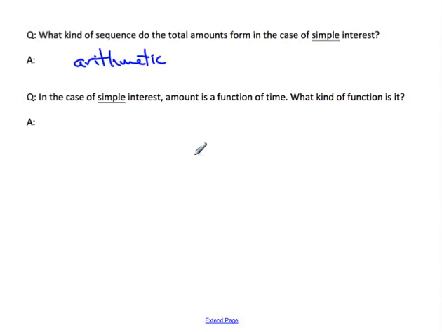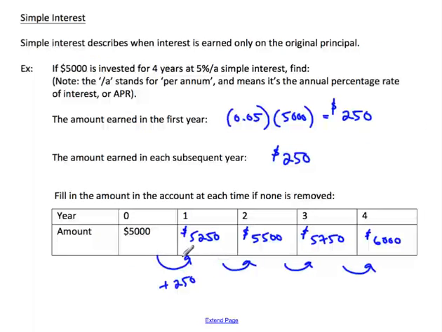Another way of looking at that is as a function, and we've seen previously that arithmetic sequences form linear functions. Those are two different ways of looking at the same thing. If we're looking at how the amounts go up, they're going up as a linear function like that in the case of simple interest. To go back here, as the year goes up by 1 each time, the amount is going up by a constant amount, 250. That's characteristic of a linear function.